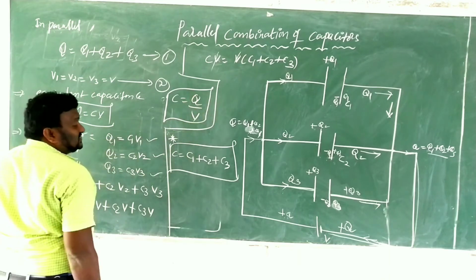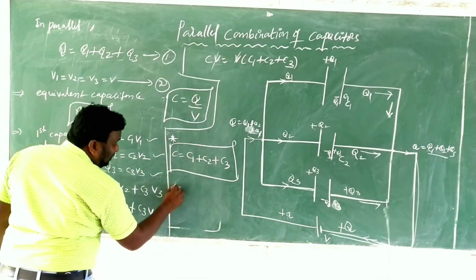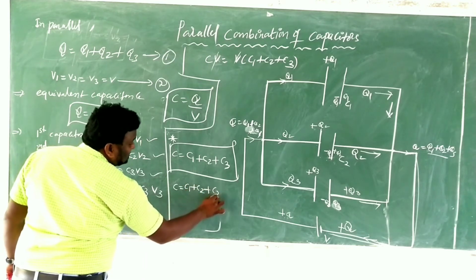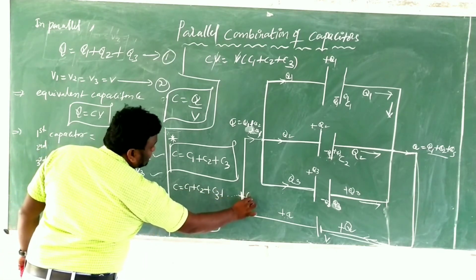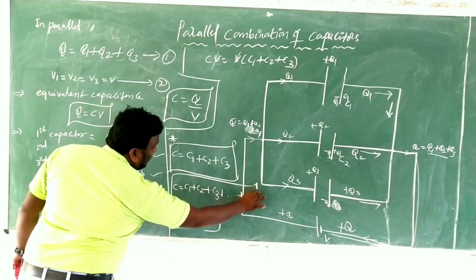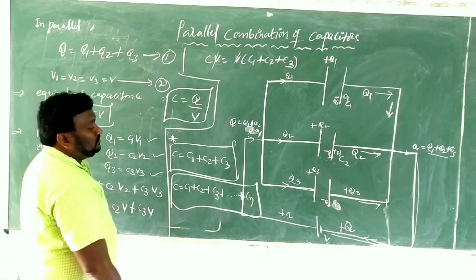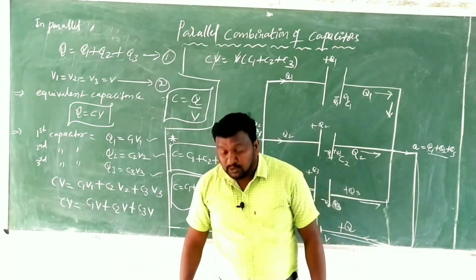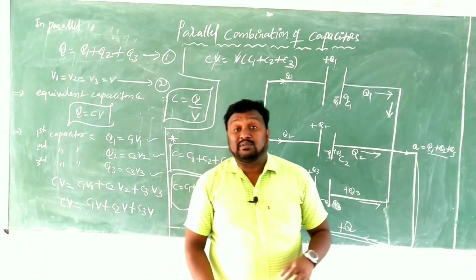If the circuit has n number of capacitors, I will write like this, C is equals to C1 plus C2 plus C3 and so on up to Cn. This is the expression for effective capacitance in parallel combination.